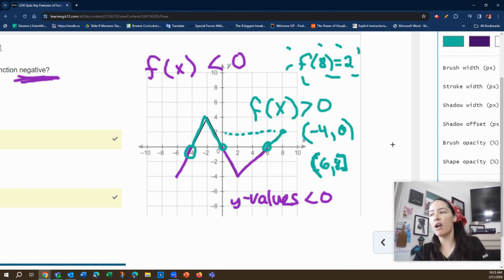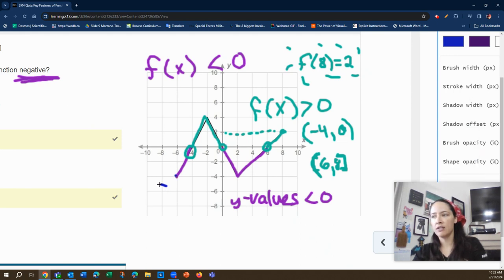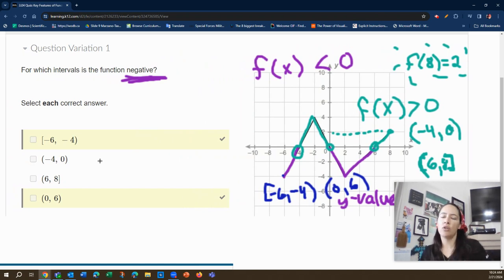Now, ours isn't asking for that. Ours is asking for when is it negative. So let's do that. Okay, look, this -6, we get to include it. -6, comma, up to -4, parenthesis, over here, 0, comma, +6. That's where our function is negative. Pretty cool, though. For question 1, no matter which variation you have, the interval notation works the same way. You just need to look at the x values for whether yours is positive or negative, whatever they're asking you.